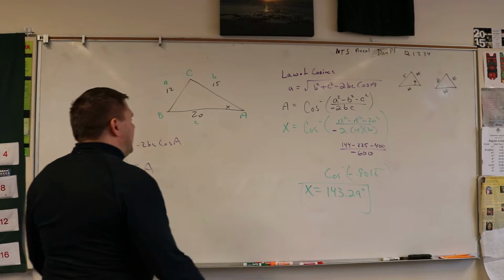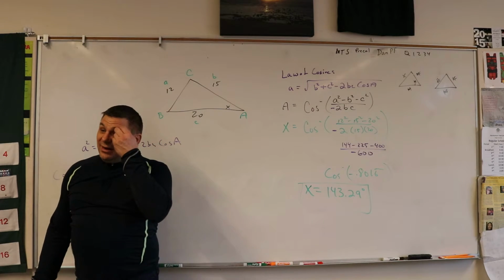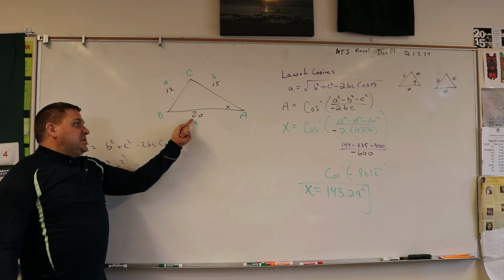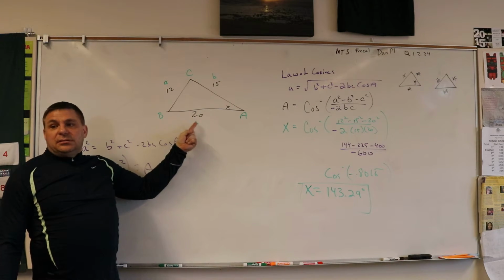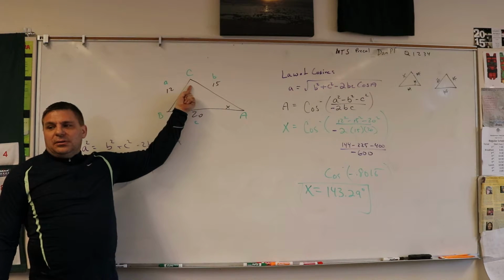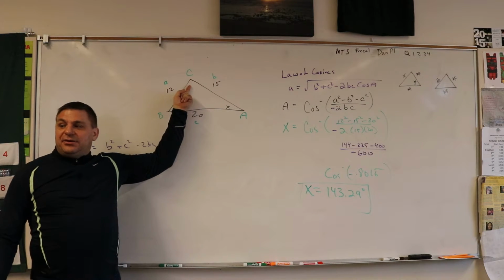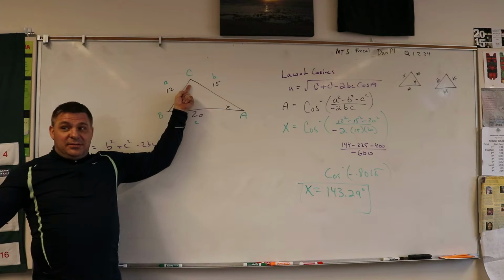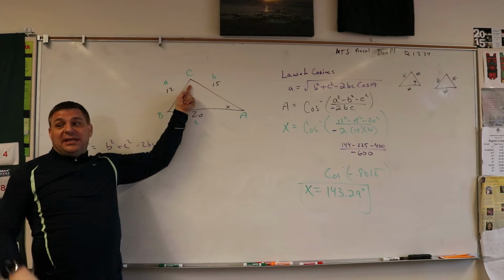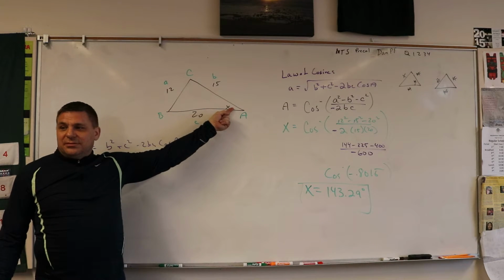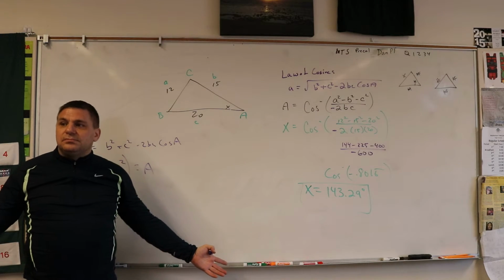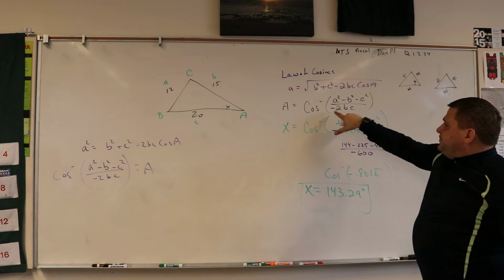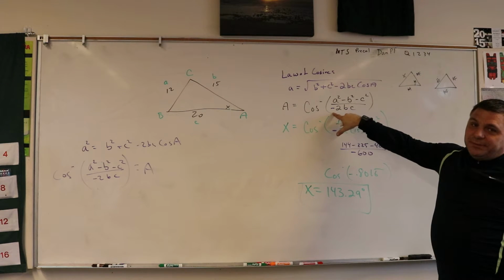Why did I know that this could not be right? How did I know that? Well, think. This is your biggest side. That's your biggest angle. All the angles have to add up to be 180. So there can only be one obtuse. If this is your biggest angle, how is this one obtuse? It's impossible. When I did this, I forgot the negative 2 here.